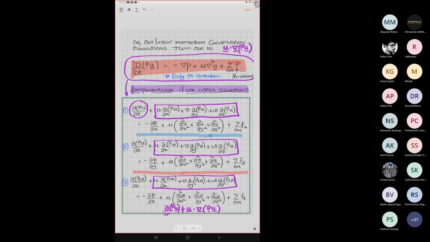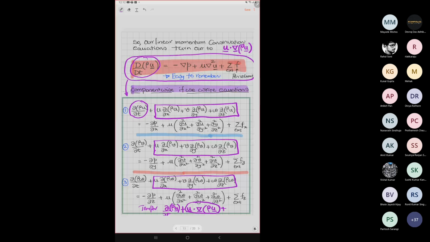So our entire D by Dt of rho u is del by del t of rho u plus u dot del rho u. The first one is called temporal acceleration. The second one is called spatial acceleration. This entire term, what we call spatial acceleration.